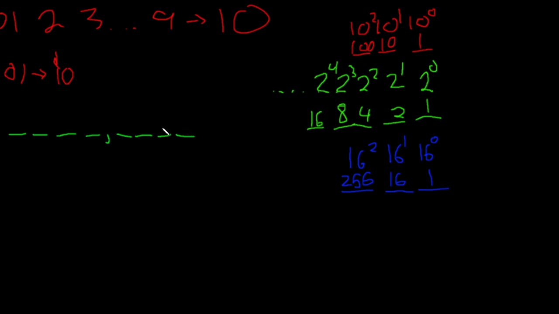35. So 1, 2, 4, 8, 16, 32. So 1 32, 0 16s, 0 8s, 0 4s, 1 2, and 1 1. That's 35 in binary. See how you had to go 1, 2, 4, 8, 16, 32. There you go.